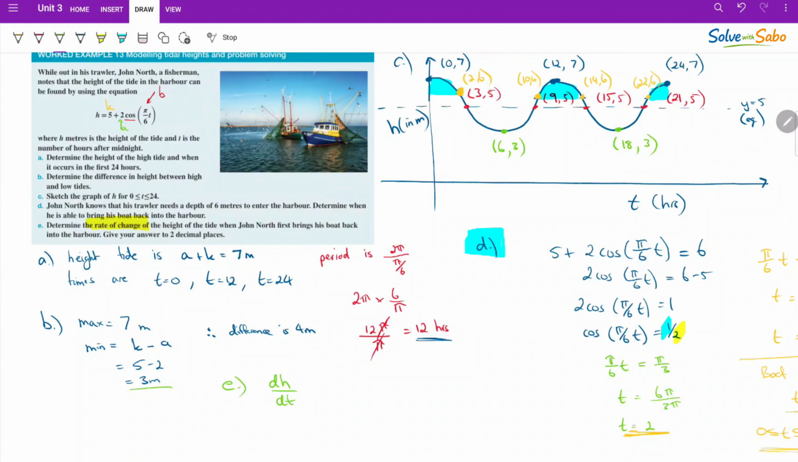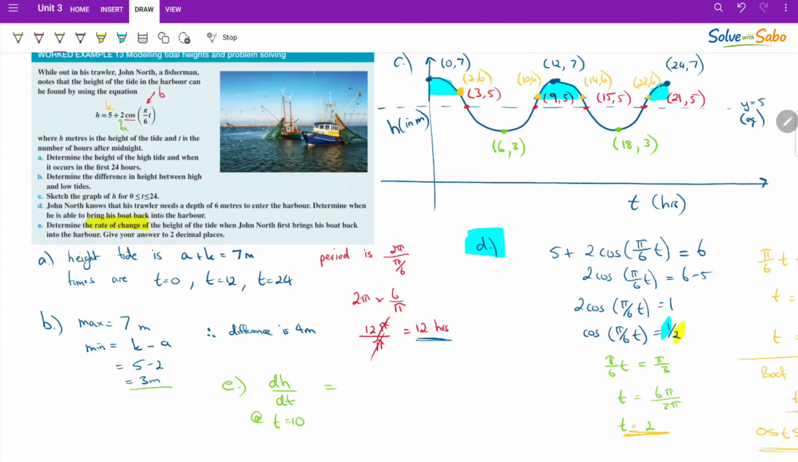Well, he can bring his boat back into the harbour when it's above a certain time. So looking at that graph there, let's just go with t is 10. Let's go with t is 10 hours, just because it doesn't make sense that if he's leaving at midnight, he's going to want to come back in after just 2 hours. Doesn't make sense. So let's assume he can bring his boat back in at the 10-hour mark. So we're going to go dh dt at t equals 10.